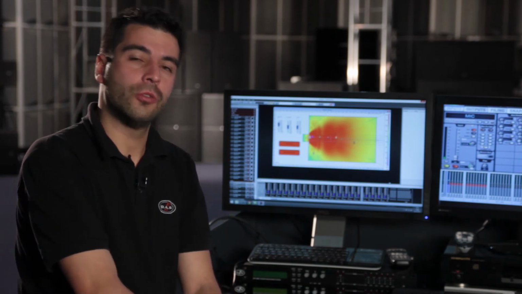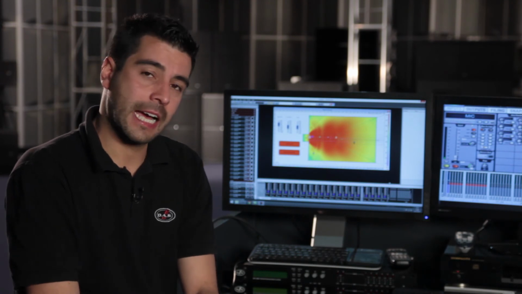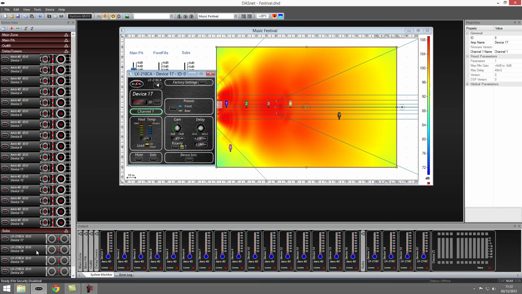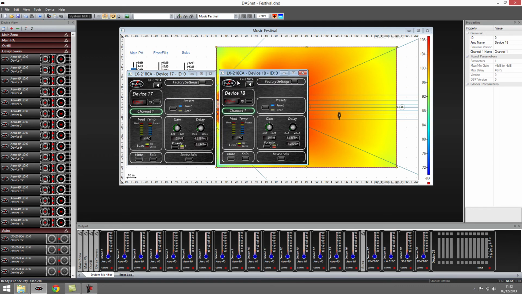Another aspect in which DASnet was extremely helpful was to control the subwoofer line. In this case, we used 40 LX218 units to make a cardioid virtual arc setup. Considering that we had to apply different parameters for each subwoofer line, before DASnet this would have required a large number of DSP channels and consequently a lot of DSPs. Now with DASnet, we can change these parameters directly in each unit.